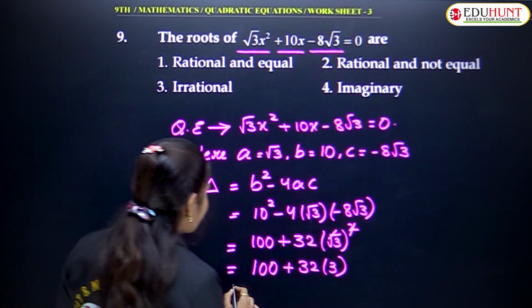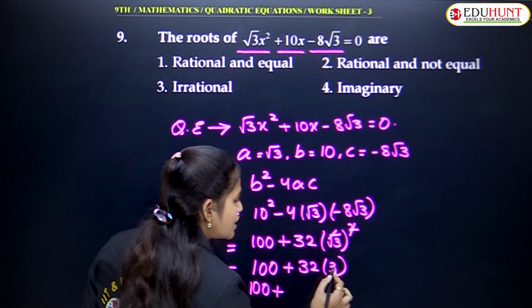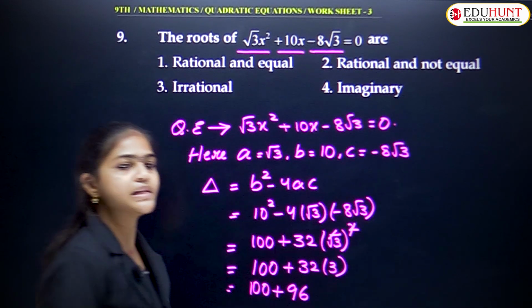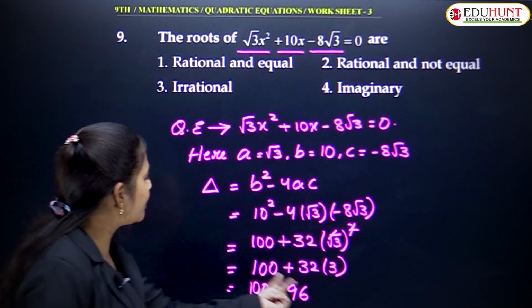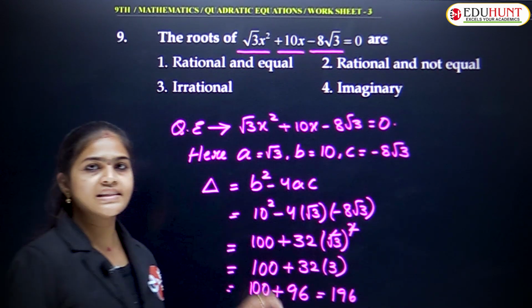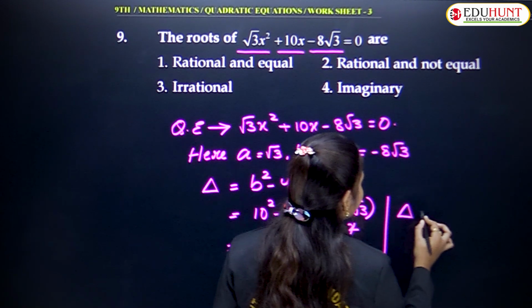Okay, so from this, 100 plus 32 into 3, which is equal to 3 to 6, and here 3 3 is 9, so which is equal to 96. So 100 plus 96 is equal to 196. So children, just observe that here the delta value we got is 196.